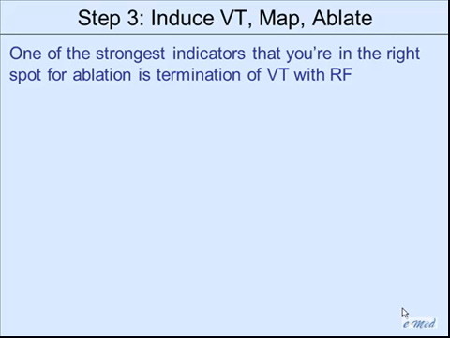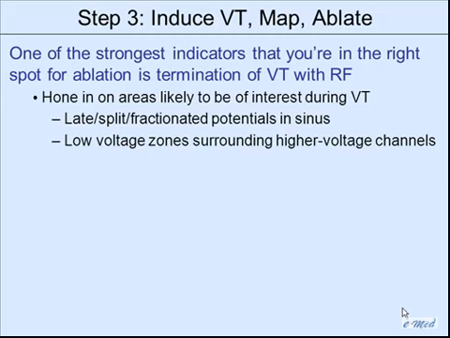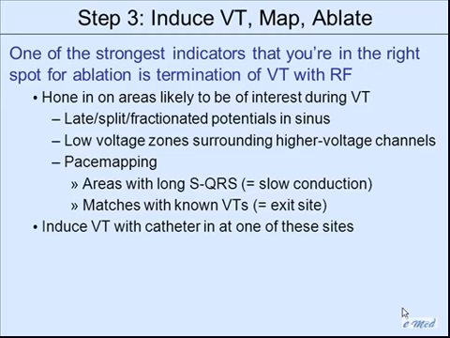All right, now we're going to see if we can induce and map and ablate. I still think this is your best method for going out to the patient and the family afterwards and saying we've done something useful here. You have an endpoint to measure, and in order to do that, we look for areas that are likely to be responsible for VT. In sinus rhythm, these are very common: the late split, fragmented potentials, low voltage zones with good contact, pace mapping, and areas with long stimulus to QRS or matches with known VT morphologies.